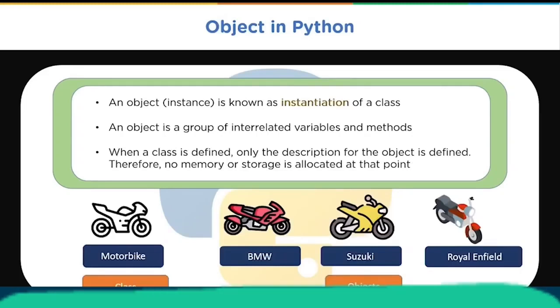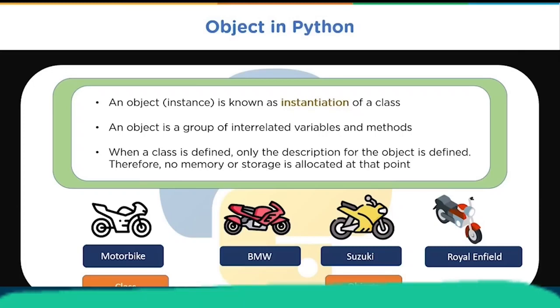Now let's talk about what are objects in Python. An object is known as an instantiation of a class, right? An object is a group of interrelated variables and methods. So when a class is defined, only the description for the object is defined. Therefore, no memory or storage is allocated at that point.